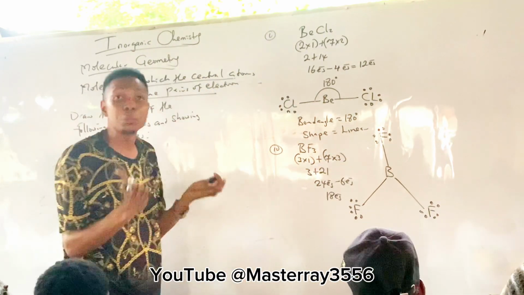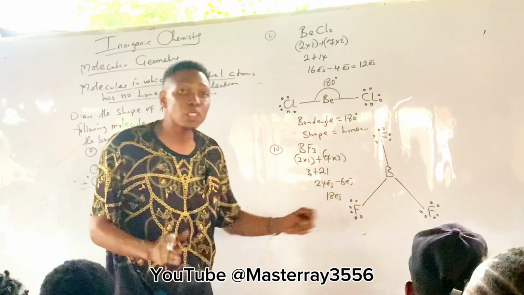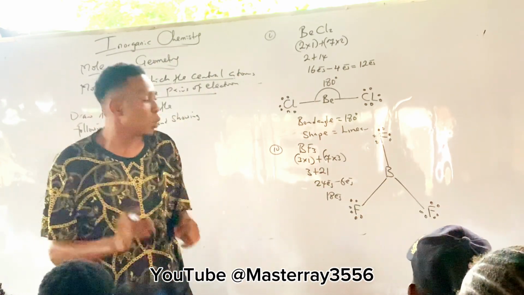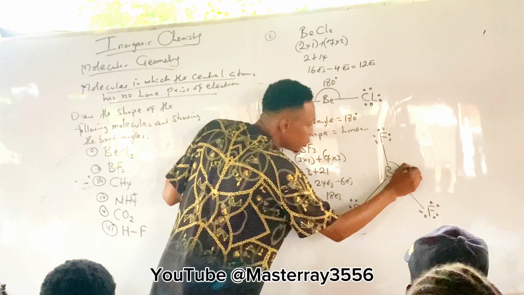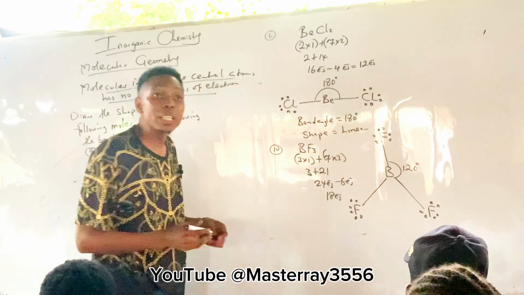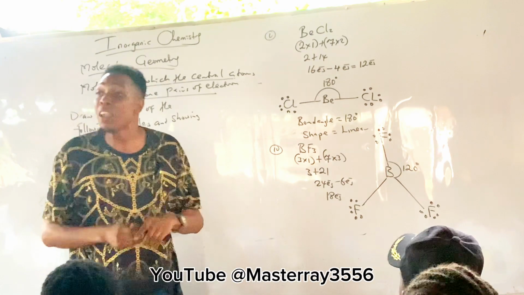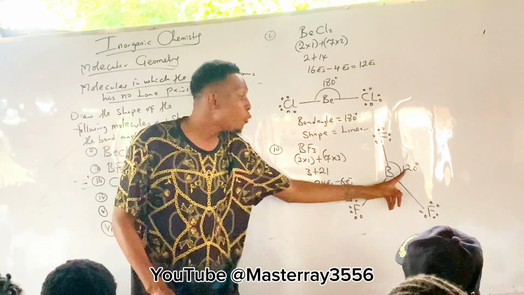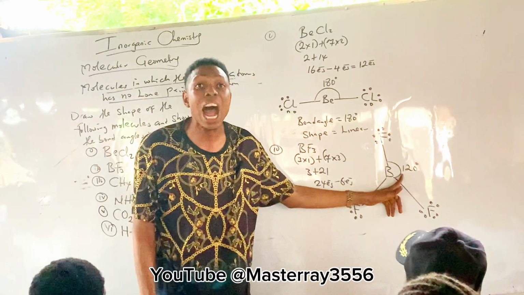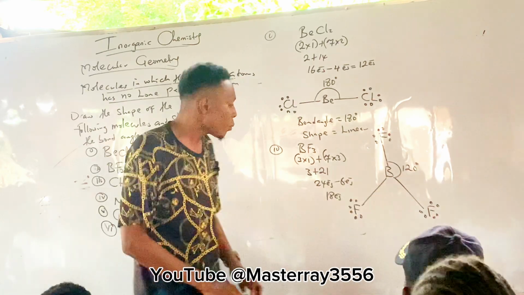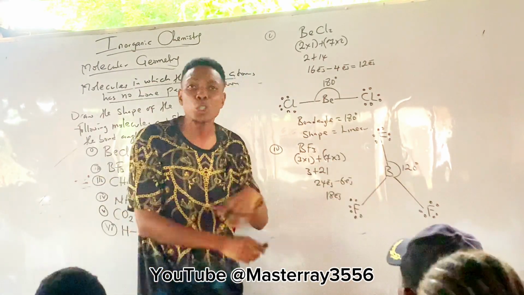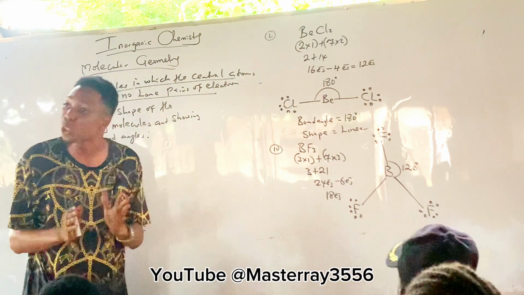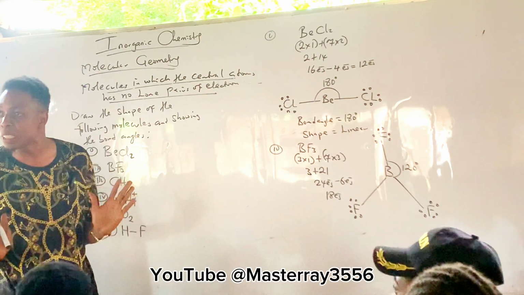Is there any lone pair left with me? No. Am I giving the central atom any lone pair? No. So the bond angle for this one is 120 degrees. The bond angle is how many? If it's Lewis structure, no need of adding the bond angle. Are you following? Alright. And if it's Lewis structure, you can still draw it like this. Lewis structure, you can do it anyhow you want. Draw it. Are you getting me?